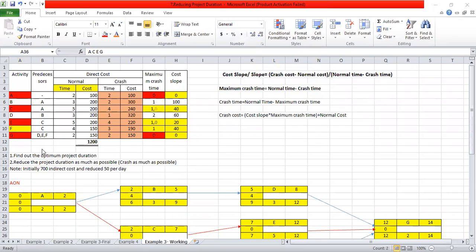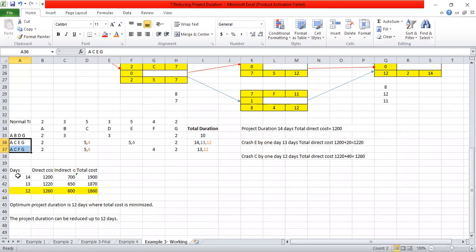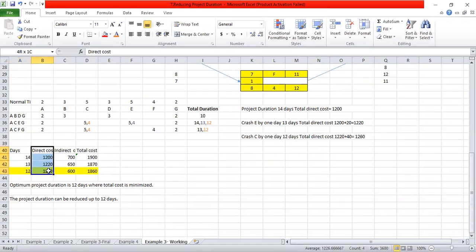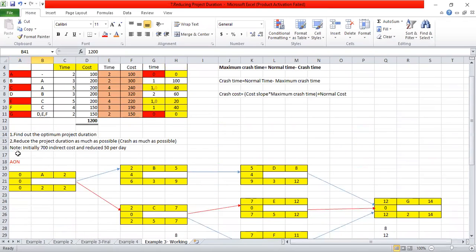The question they are asking is to find out the optimum project duration. In finding out the optimum project duration, we have to make a small table. I am writing the days, direct cost, indirect cost, and total cost. If I take the days, the start is 14 days and the direct cost is 1,200. And here they are telling that there is an initial 700 indirect cost, reduced by 50 per day.